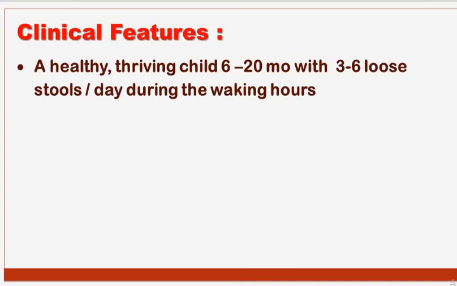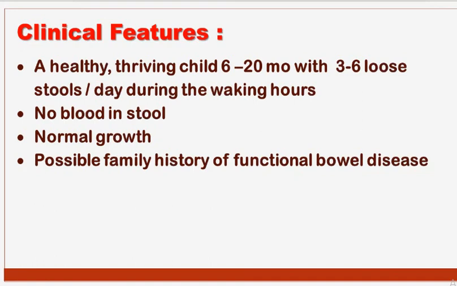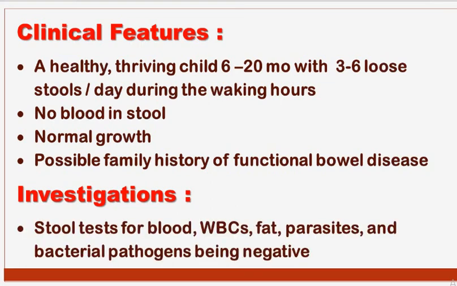They have frequent loose bowel motions, 3 to 6 per day, especially during waking hours. But at night, there is no diarrhea, because at waking hours, he ingests something that may induce the diarrhea, like fruit and juice, but during sleeping, there is no ingestion, so there is no bowel motion. No blood in the stool, and normal growth, as we said, and there may be a possible family history of functional bowel disease. The investigations: it needs no investigation, but if we do them, all will be normal, negative.